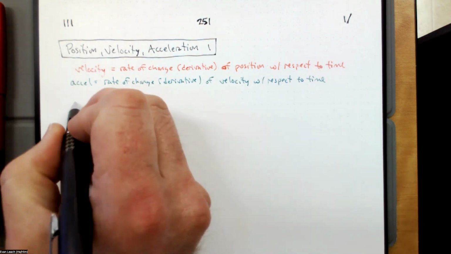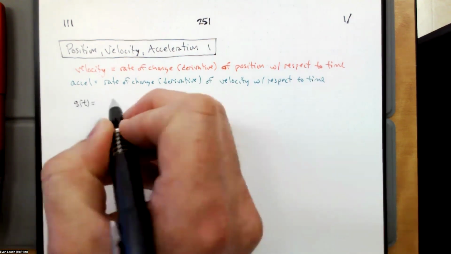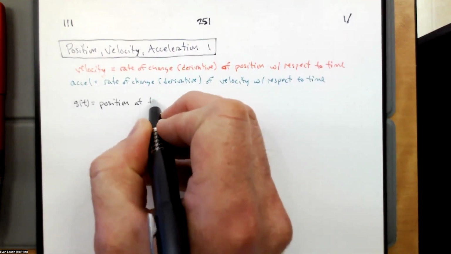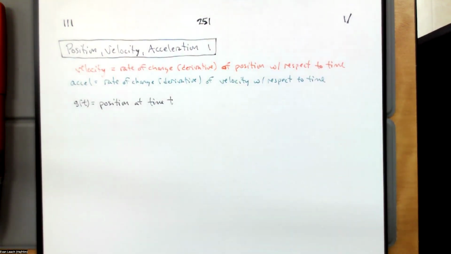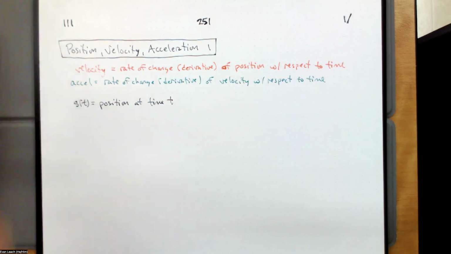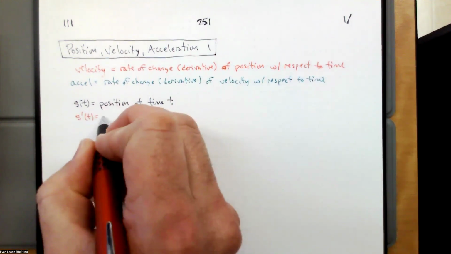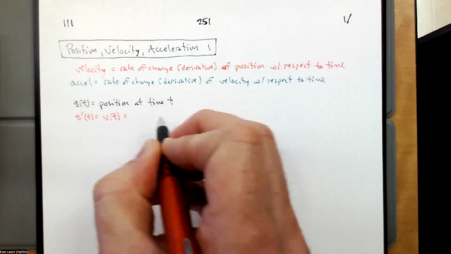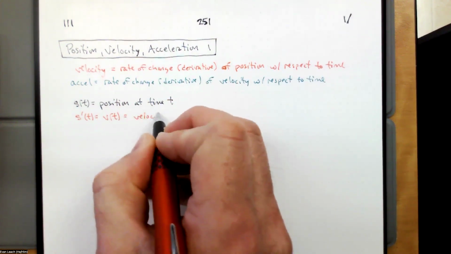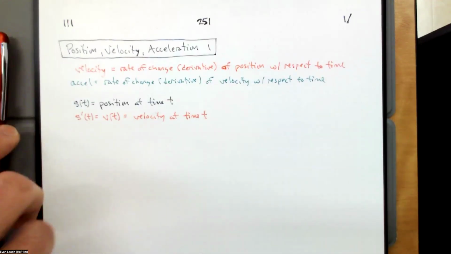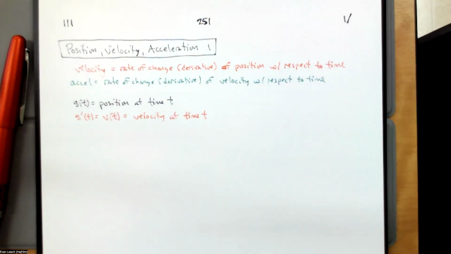So if we have a position function, so if S of t is position at time t, then S prime will be the velocity. And S double prime will be acceleration.